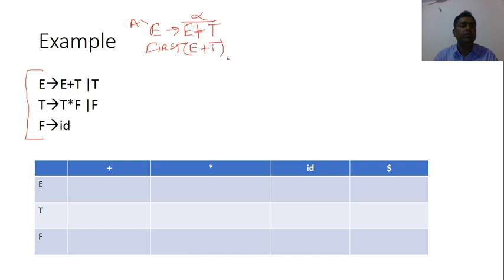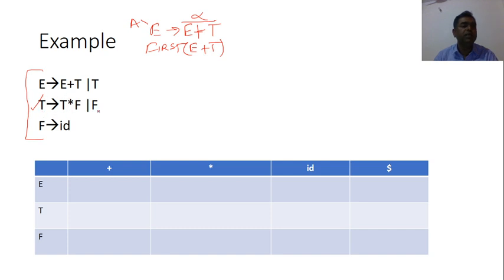that will be first of E. And how can we find first of E? If I find it from the production E → E + T, the first of E will be first of E only. That is obvious, always first of E will be equal to first of E. Now if I use the production E → T, in that case I can write first of E equal to first of T. That means for finding first of E, I need first of T. We can find first of T from this production. First of T equals first of T, that is obvious.